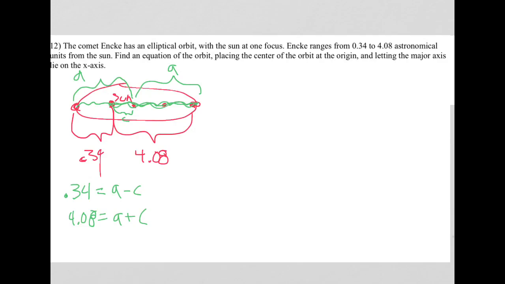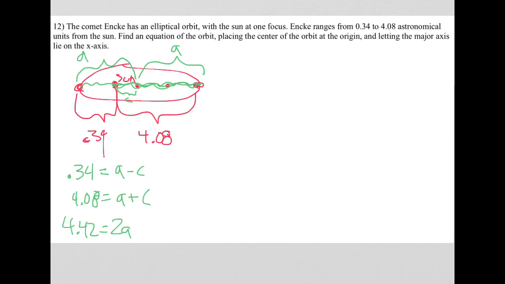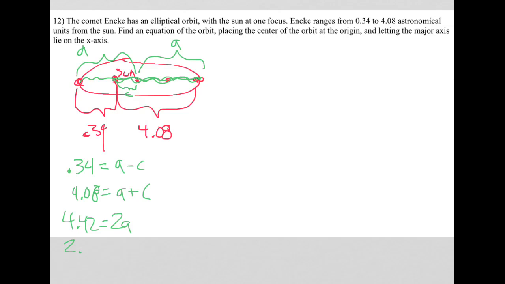And let's go ahead and solve this little system. Let's just do it by hand. Let's add both equations together. So on the left, 0.34 plus 4.08 is going to equal 4.42, equals A plus A is 2A, and negative C plus C is 0. So we get 2A is 4.42, and so we get A is 2.21, which is kind of a cool way to figure out that A value.